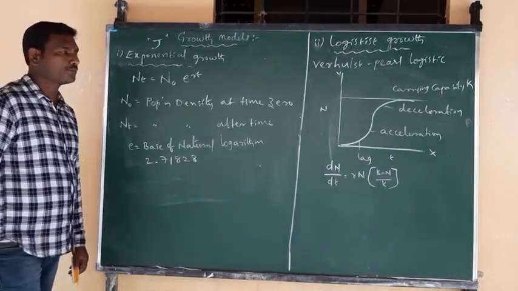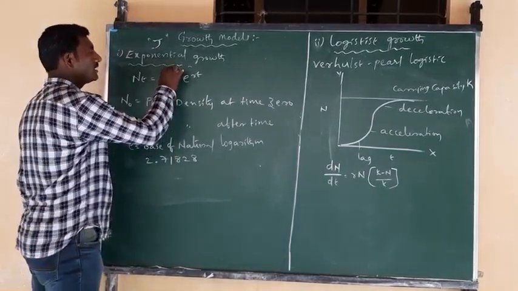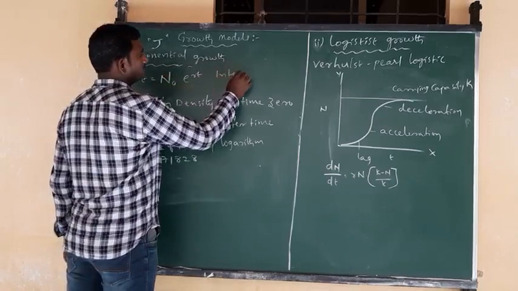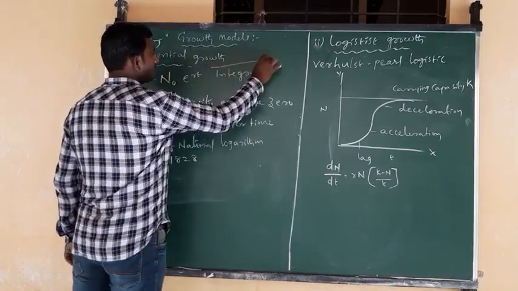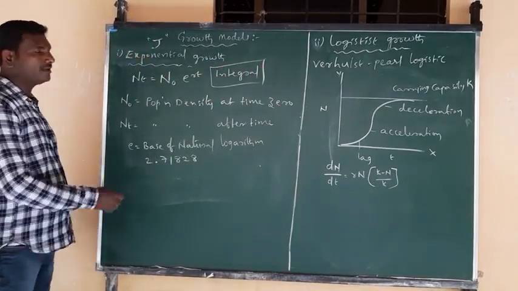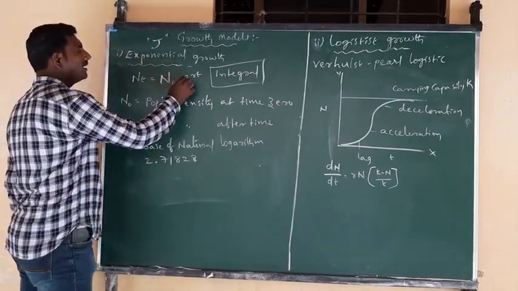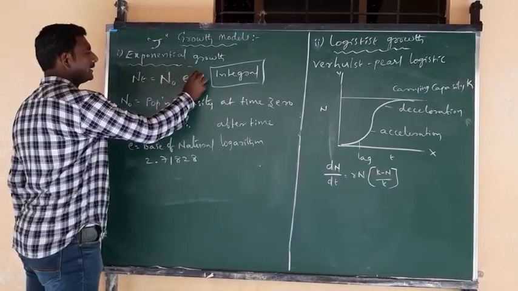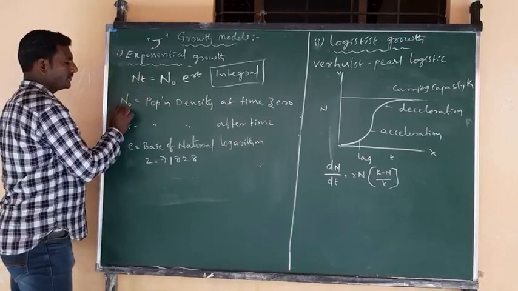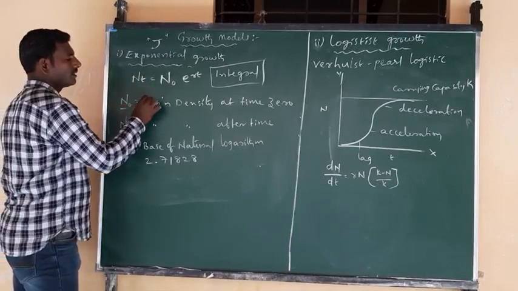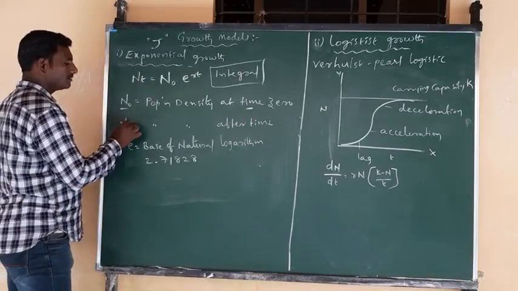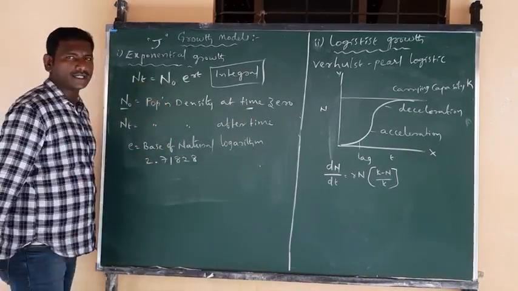For exponential growth, one more formula is also there. Now this formula is for the integral method. In the case of the integral method, the formula for exponential growth rate is Nt equals N0 e^(rt), e to the power of rt. Here, N0 is the population density at time 0, whereas Nt is the population density after time t.